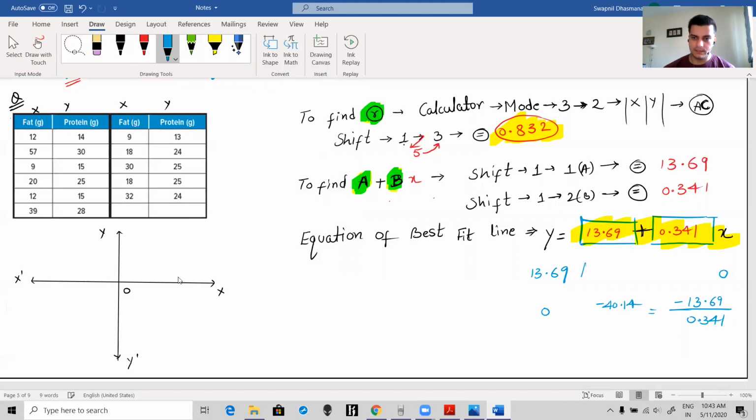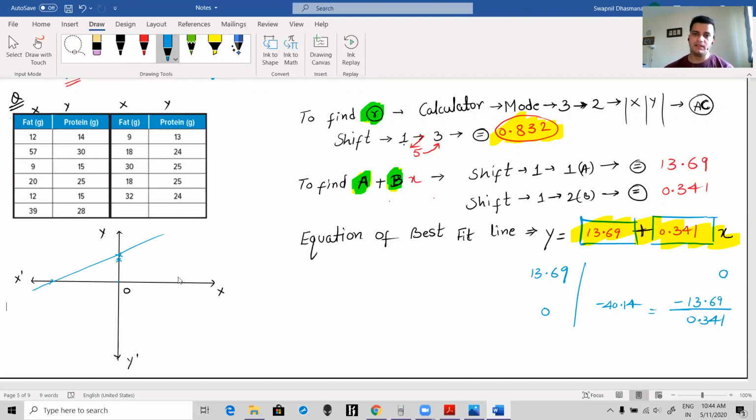Now once I have these values of x and y, I can just plot the points. X is 0 and y is 13.69. For example, let's say here, when y is 0, x is negative 40, which is far away. So this is just an estimation, not an exact line.